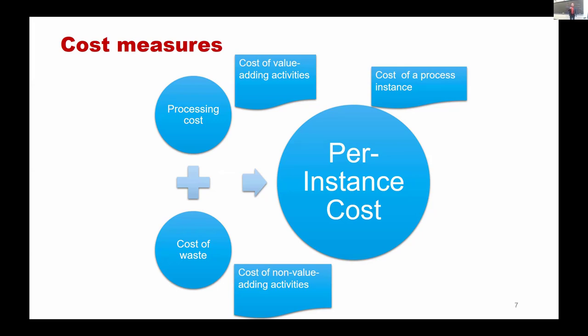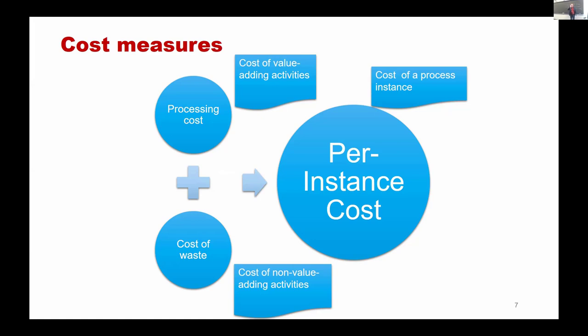So we will be manipulating a performance measure for cost called the per instance cost, or the cost per instance, which we sometimes just call the cost. And this cost per instance is how much it costs me as a company to run one execution of the process.